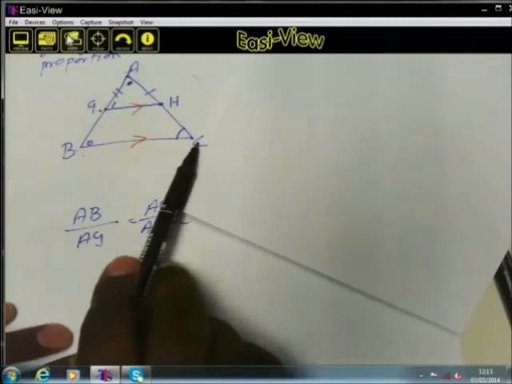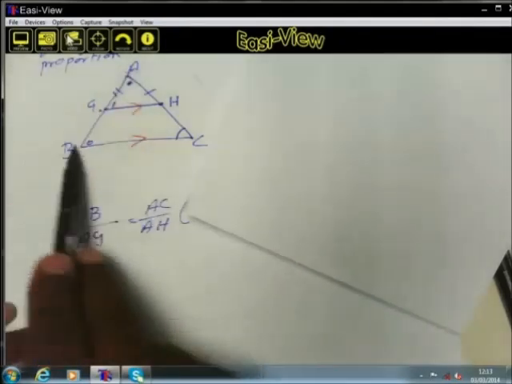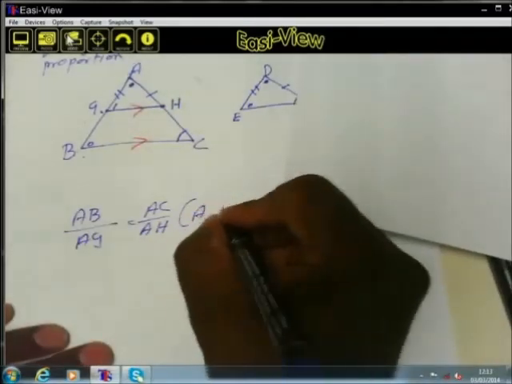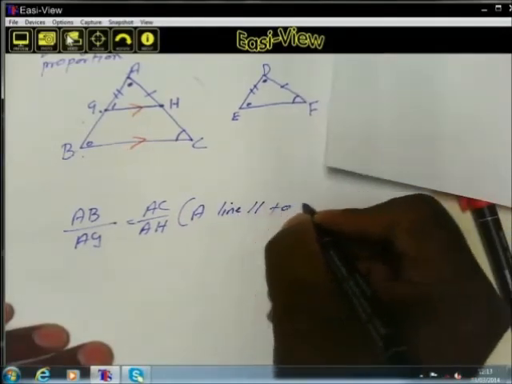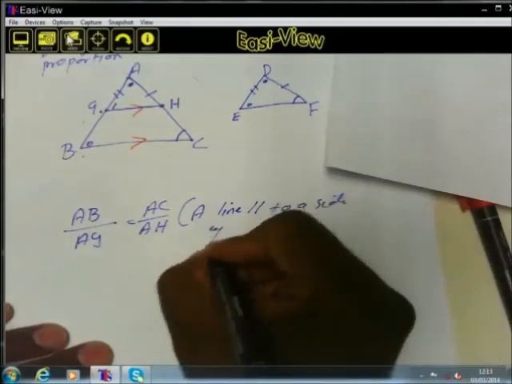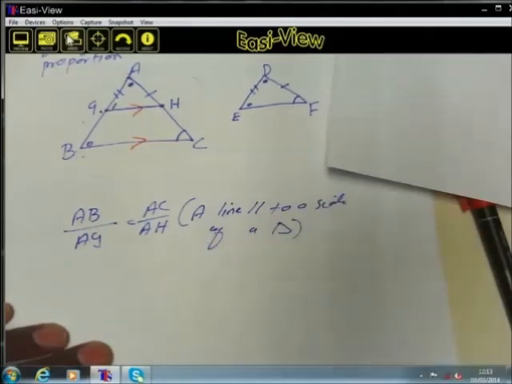What I have written now, remember, GH is now parallel to BC. Now I say if the two lines are parallel, AB over AG is equal to AC over AH. The reason: a line parallel to a side of a triangle. We know that a line parallel to a side of a triangle cuts the other two sides so as to divide them in the same proportion. From the given information again, let's carry on.